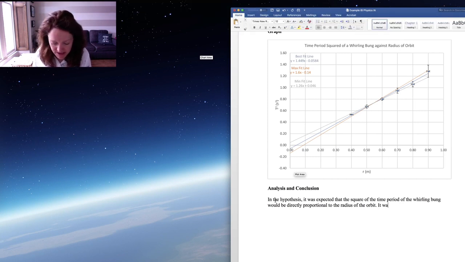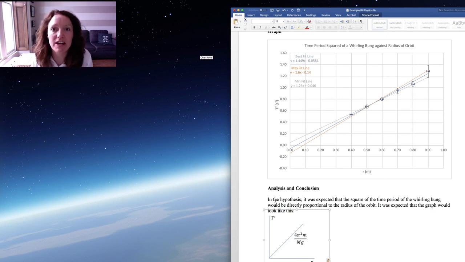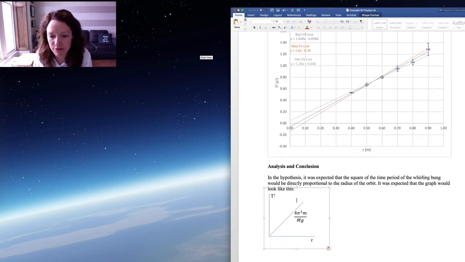It was expected that the graph would look like this. And let's just pop that graph in again. I put that in at the hypothesis. You may have a graph that you expected it to look like as well. So that just gives a little bit of context to the conclusion itself before we start.